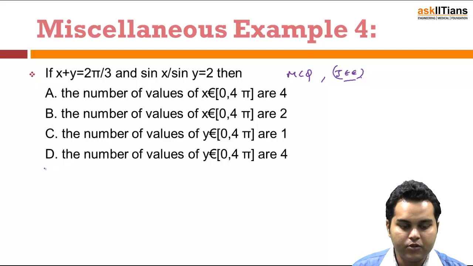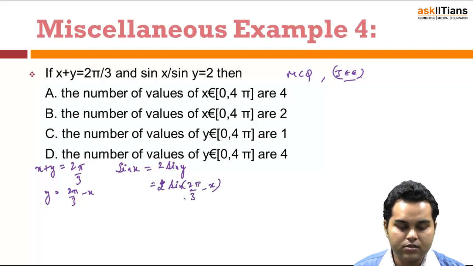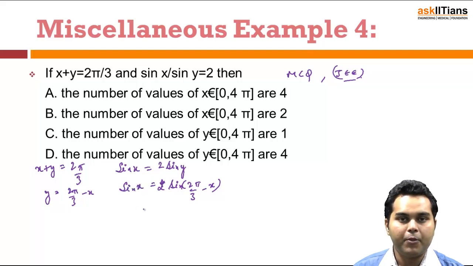If I start with the first equation, I have x plus y is equal to 2 pi by 3. I would have y is equal to 2 pi over 3 minus x. This can be put in the second equation, which can be rewritten as sin x is equal to 2 sin y. I am replacing the value of y in the second equation from the first, that is, y is equal to 2 pi by 3 minus x. So the equation would become sin x is equal to 2 sin of 2 pi by 3 minus x.